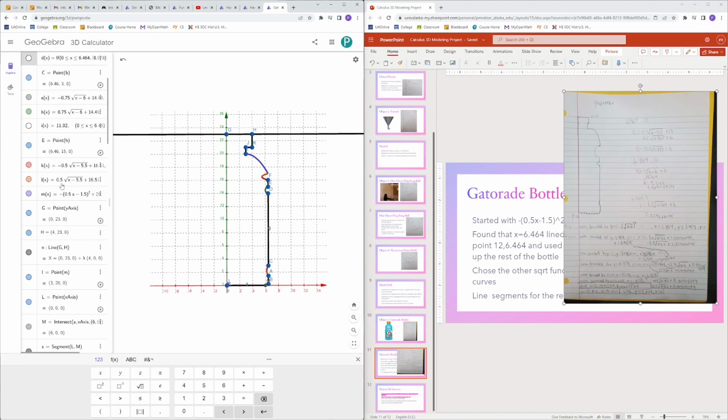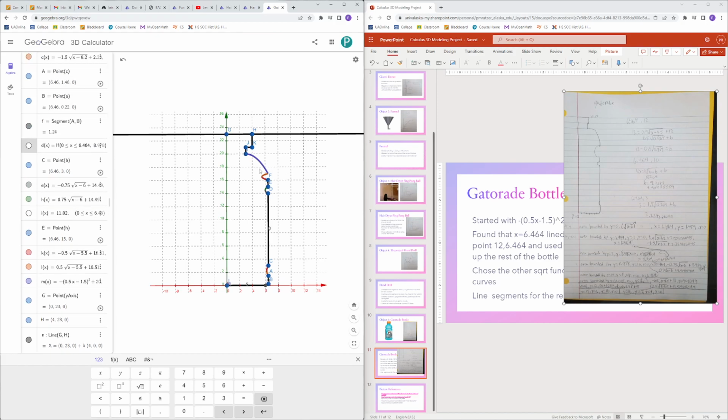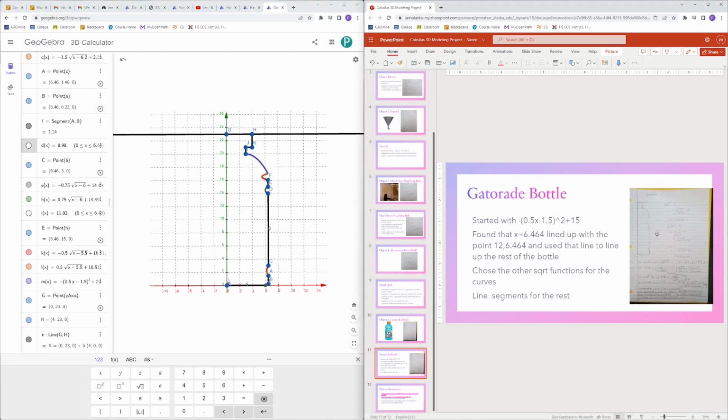And then for the other curves, I used various square root functions. As you can see here, 0.5, both the negative and positive, the square root of x minus 5.5, plus 16.51, just to get this curve here. And then for this curve, negative 0.75, this right here, got to here. So all I did was take this quadratic that I found and map every other function, being square roots and negative square roots, to line it up with the rest of the bottle. And the rest of it's obviously just line segments.